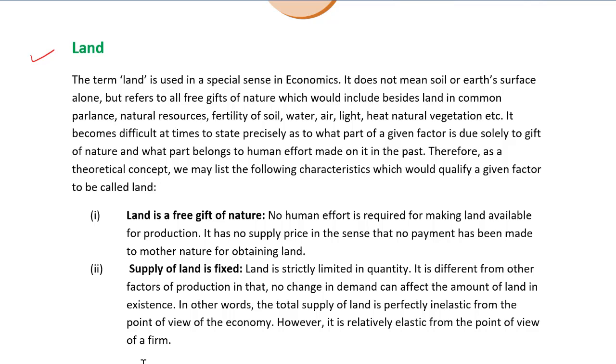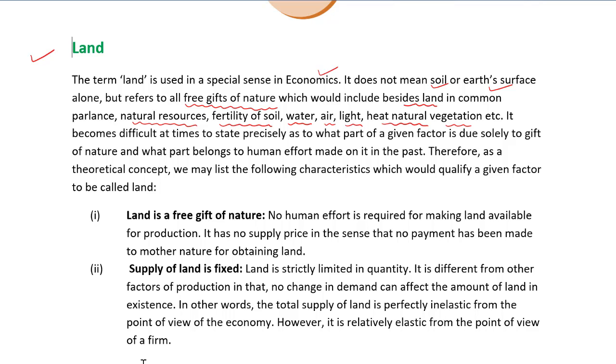So all of you know that land is a non-depreciable asset. The term land is used in a very special sense in economics. It does not mean soil or earth surface alone, but refers to all the free gifts of nature which could be included beside land in common understanding. We have natural resources, fertility of soil, water, air, light, heat, natural vegetation, etc. Everything is considered as land.